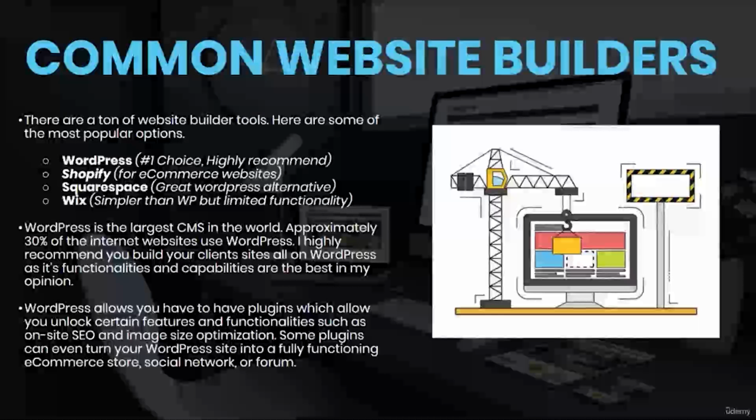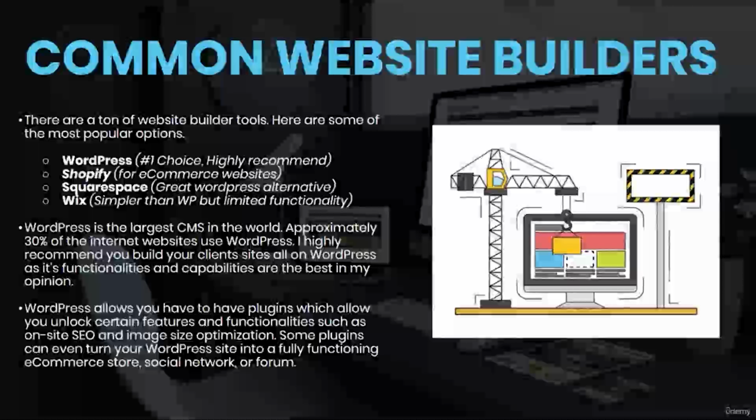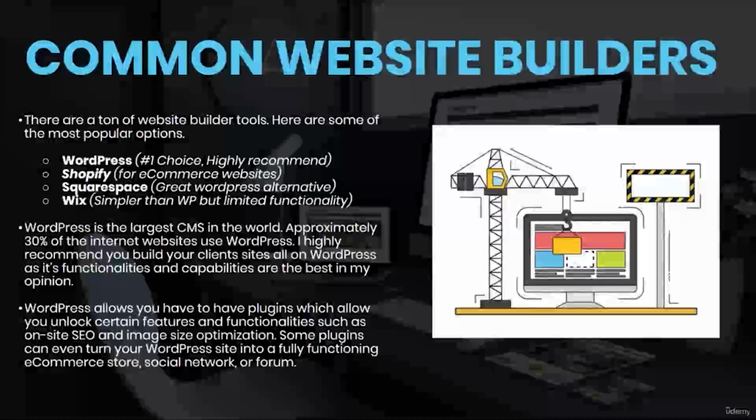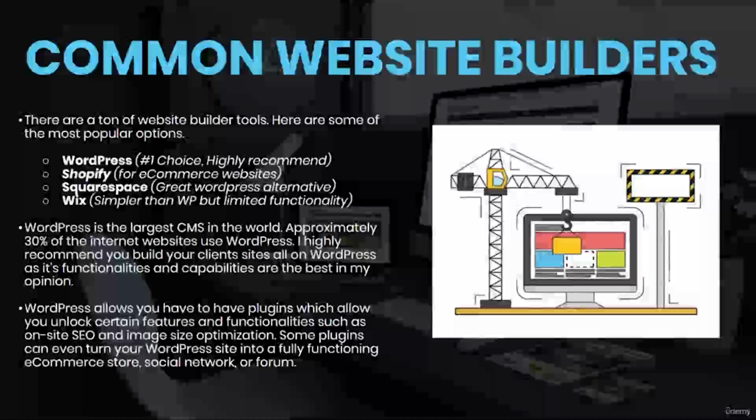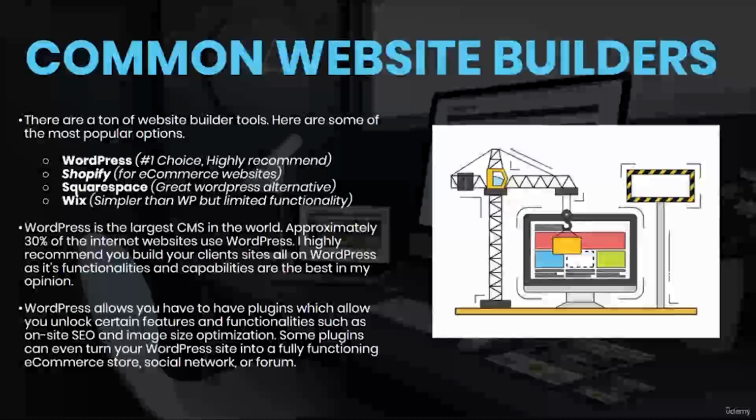But obviously not building something from scratch. So another thing that WordPress allows you to do is have plugins, which allow you to unlock certain features and functionalities, such as on-site SEO with the Yoast plugin, image size optimization as well. And then some plugins can even turn your WordPress website into a fully functioning e-commerce store, social network, or even a forum.